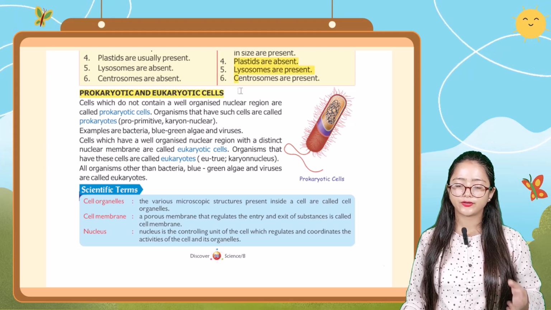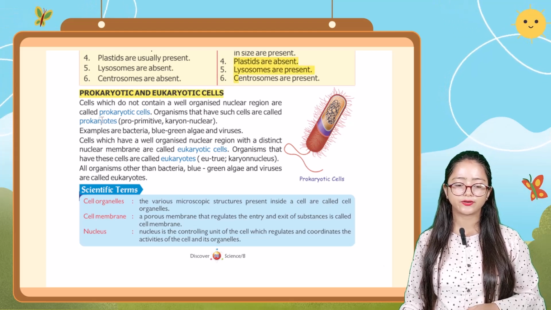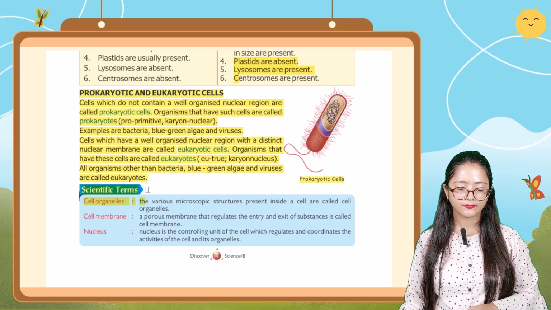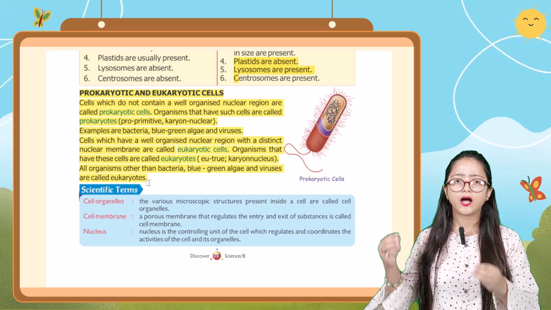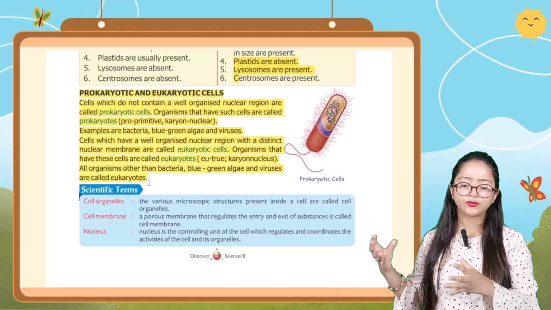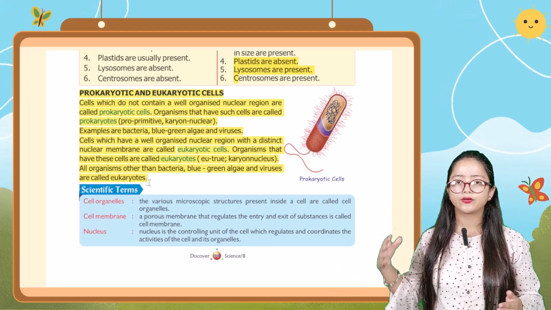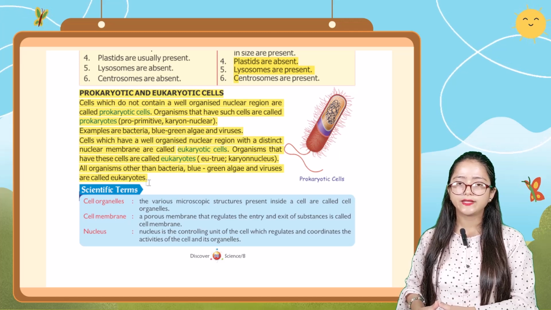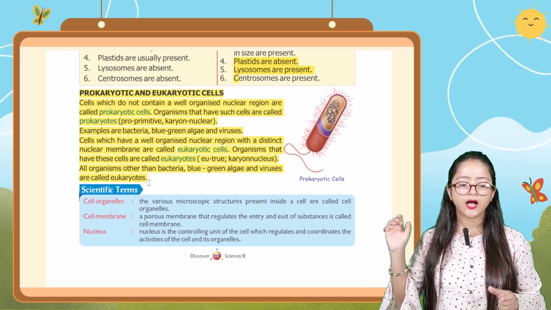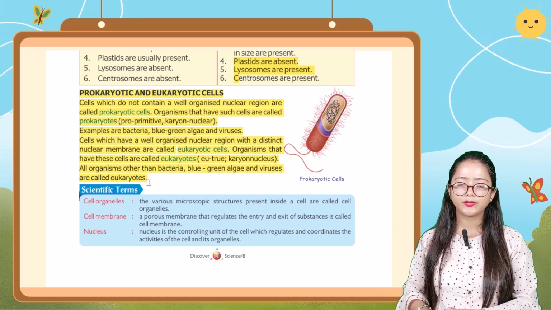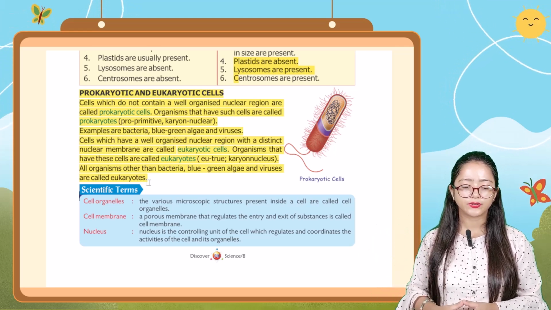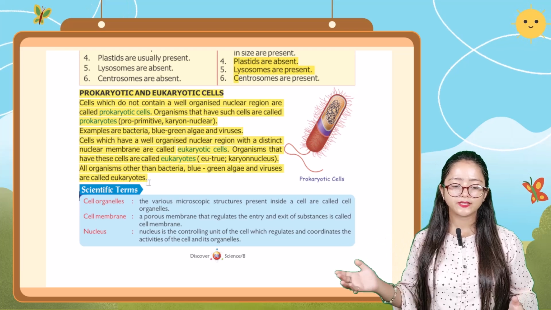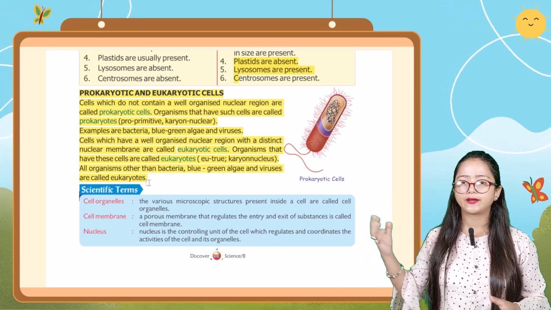Prokaryotic and eukaryotic cells. Cells which do not contain a well-organized nuclear region are called prokaryotic cells. Organisms that have such cells are called prokaryotes. Pro means primitive, karyon nuclear, primitive nuclear. Examples are bacteria, blue-green algae, and viruses.